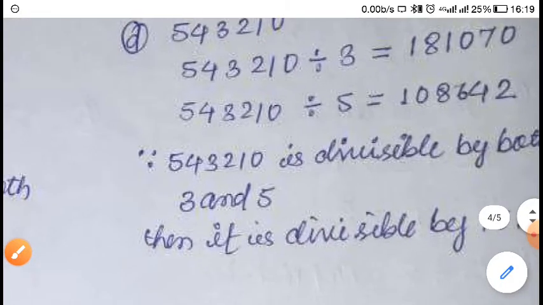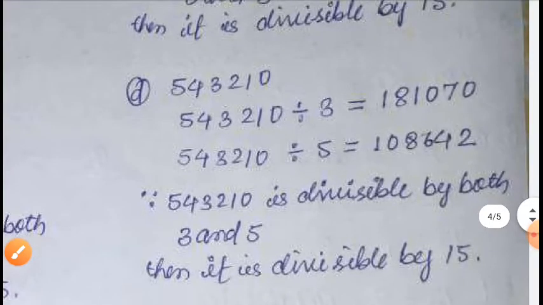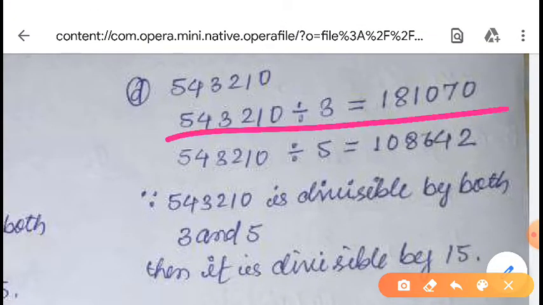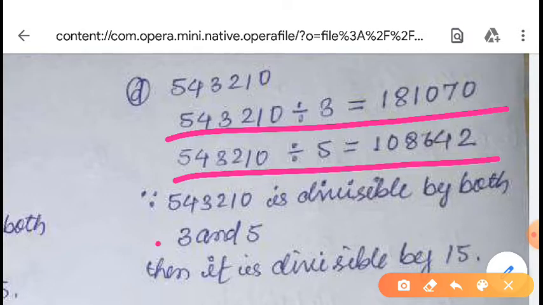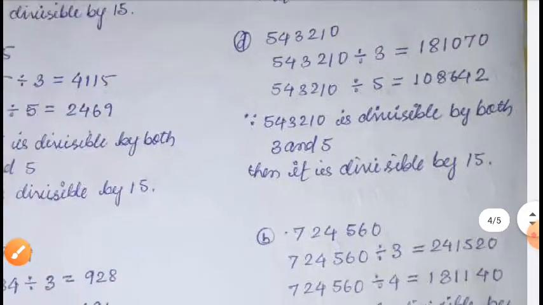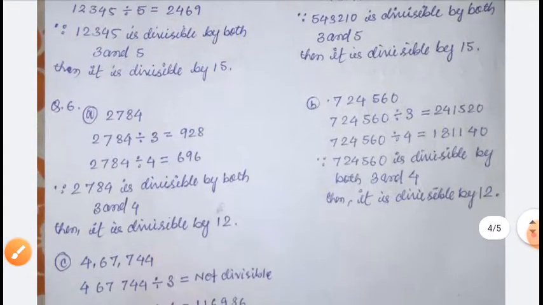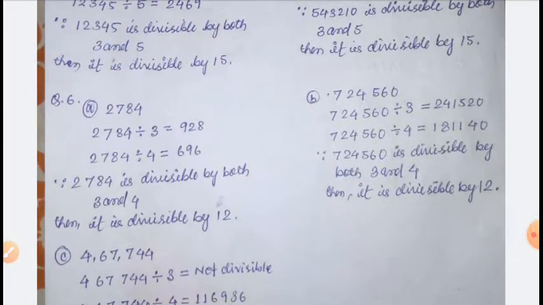Okay, now for number D, you can see here it is divisible by 3 as well as by 5. So we can say it is divisible by both 3 and 5, so it is divisible by 15. I hope all of you have understood this. Now the same question they have asked about 12.